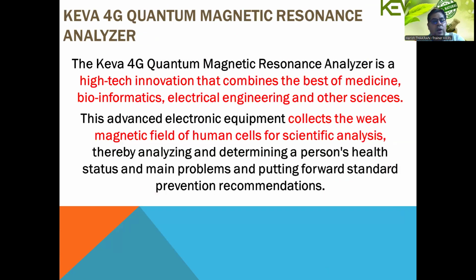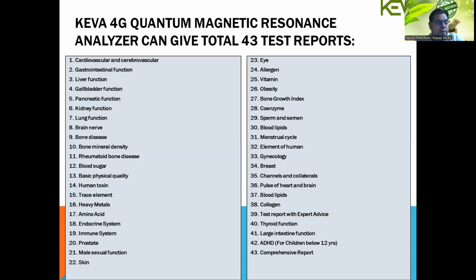As I already told you, this machine captures the magnetic field of your organs and your body health at that particular time, and compares those fields with the normal or standard magnetic field. If they are normal, that means your health is okay. But if they are on the lower side, or on the higher side, that means there might be some problem in your organs or body.